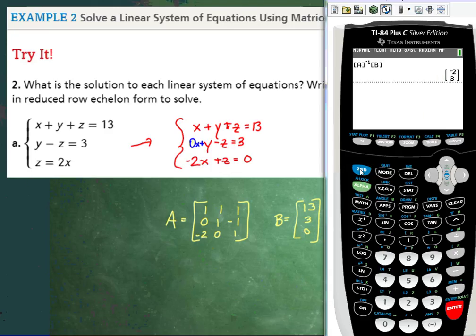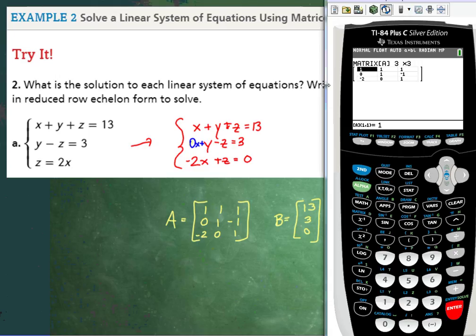So second matrix, edit matrix A. We want it to be a 3 by 3. And we're just going to change it to what we have on our screen right here. We have 1, 1, 1. We have 0, 1, negative 1. And we have negative 2, 0, 1.